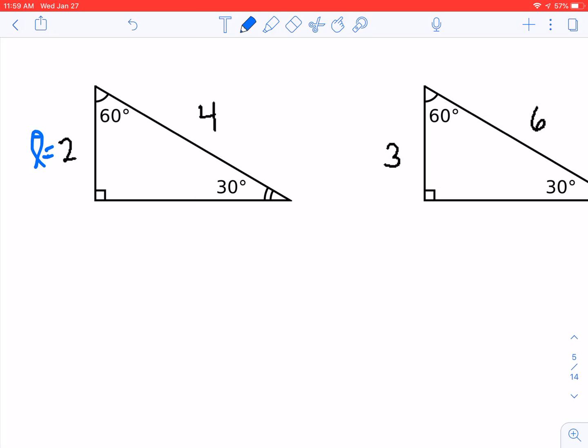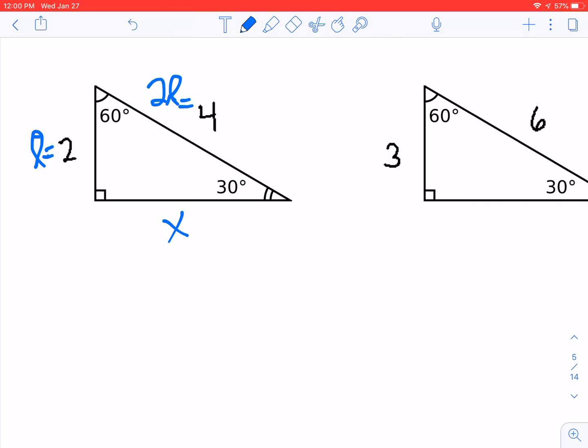And what's the relationship between 2 and 4? Well, we doubled it, right? So this is 2L equals 4. And we're going to call this X. And we're going to find what X is.